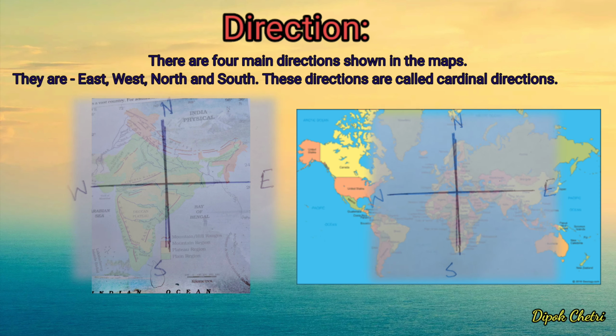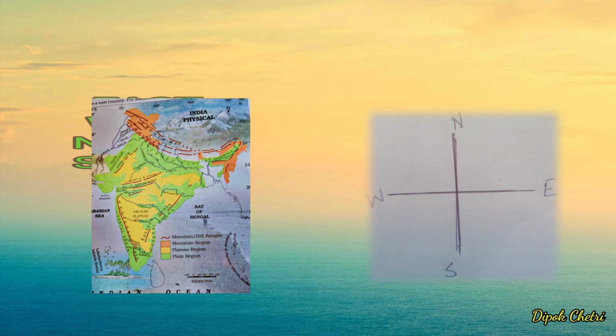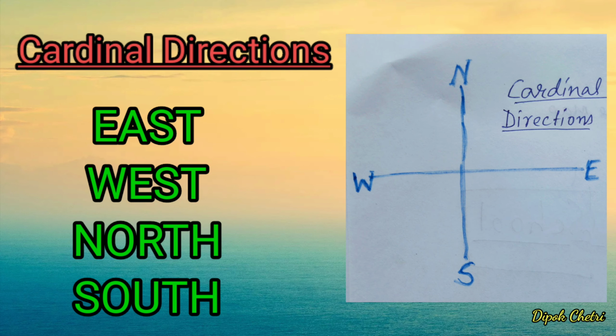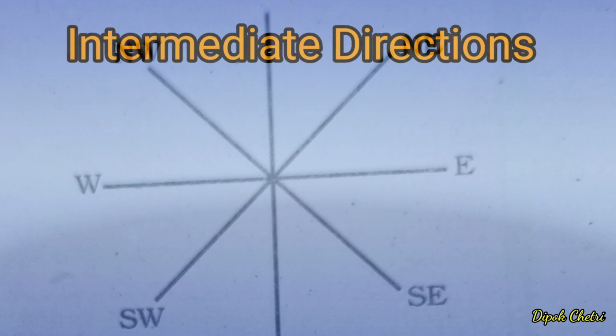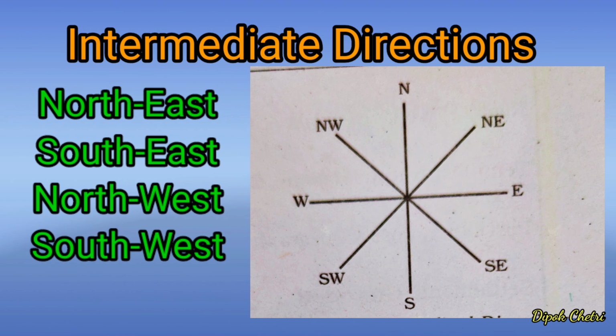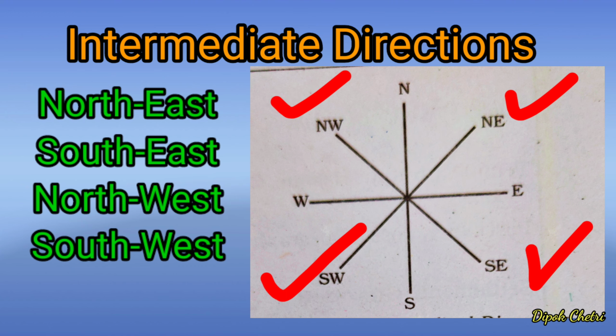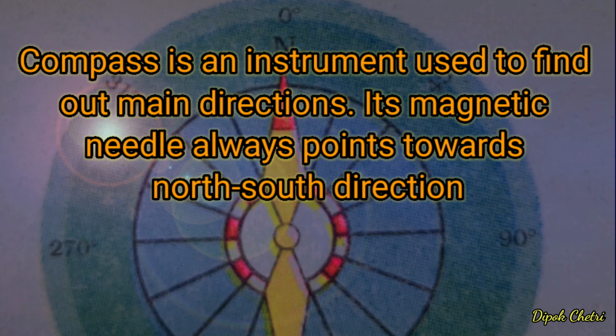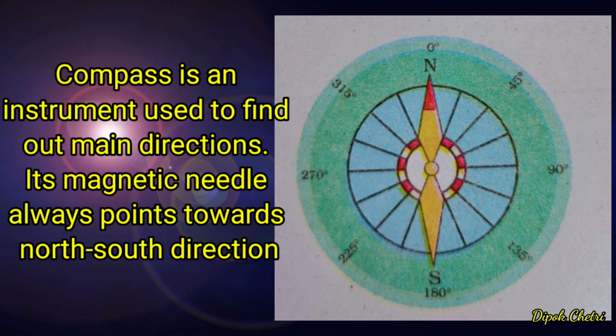Direction. A map also contains information about directions. There are 4 main directions shown in the maps. They are east, west, north and south. These directions are called cardinal directions. There are also 4 other directions such as northeast, southeast, southwest and northwest which help to locate a place precisely. These directions are known as intermediate directions. A compass is an instrument used to find out main directions. Its magnetic needle always points in the north-south direction.